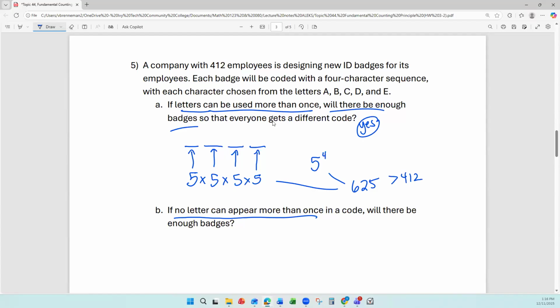Now, if no letter can appear more than once, then the first character in the code can still be any of the 5 possibilities. Once that first one has been chosen, we cannot reuse that letter. So there's now 4 left that could be the second character. Once we get to the third character, 2 of them have already been filled and used. Those 2 letters can't be used again. So there are 3 left. And then by the time we get to the fourth character, there's only 2 letters left to choose from. So 5 times 4 times 3 times 2 is 120. That's less than 412. So will there be enough? No.